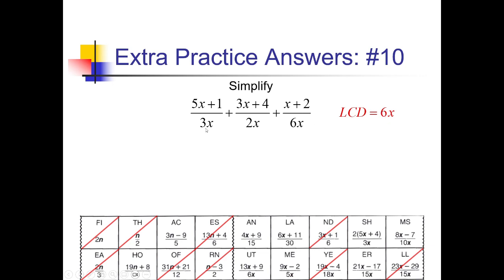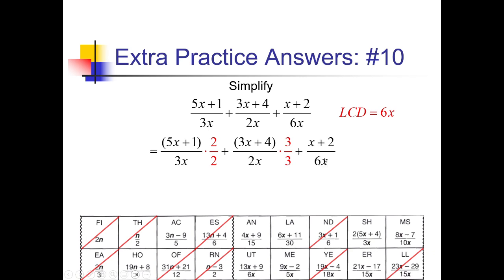So if I multiply this 3x by 2, so 2 over 2 for the first fraction, that'll take care of that one. For the next one, 6x divided by 2x is 3, so 3 over 3 for that next one. And then finally, this one is already perfect the way it is, so I'll just keep that and bring it down.